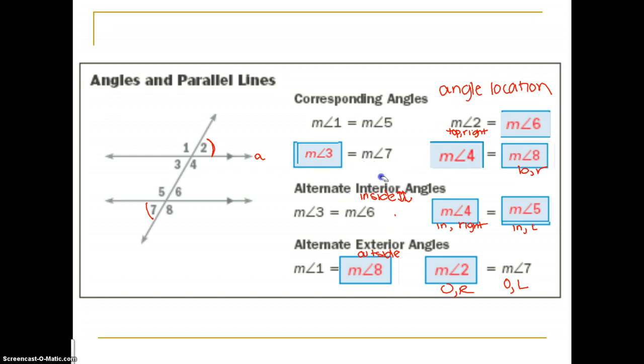This is a nice slide, a nice indication of which angles have the same measurement. Okay? All of these angles will have the same measurement.